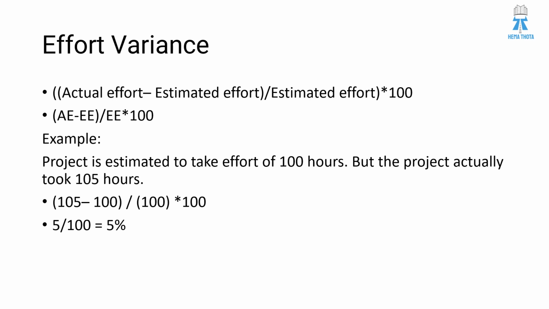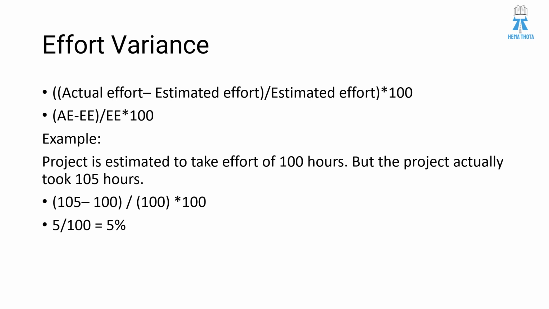Here you don't have two different things in the denominator, because effort will not have four different things. In schedule variance there was estimated start, estimated end, actual start, actual end. However, in effort variance, we have only actual effort and estimated effort. Planned effort and actual effort.